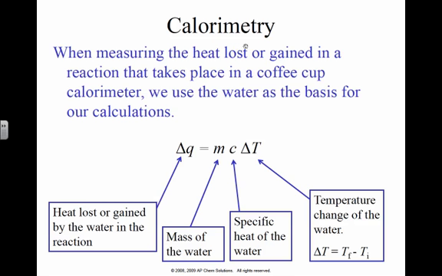When measuring the heat lost or gained in the reaction that takes place in a coffee cup calorimeter, we're going to use water. So that means that this C right here is going to be 4.184, which is the specific heat of water. This is going to be the mass of water. This will be just the change in temperature of water. And then you can solve for Q.